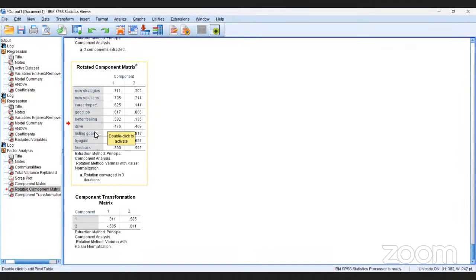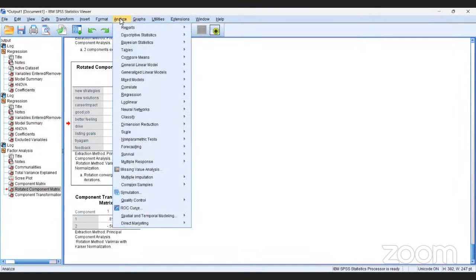Yes, sir. Okay, so the assumption is that the first 6 variables are internally consistent with the first factor. And the last 3 variables are internally consistent with the second factor. For internal consistency, we can do this analysis. We can go to the scale, and scale is the reliability analysis.